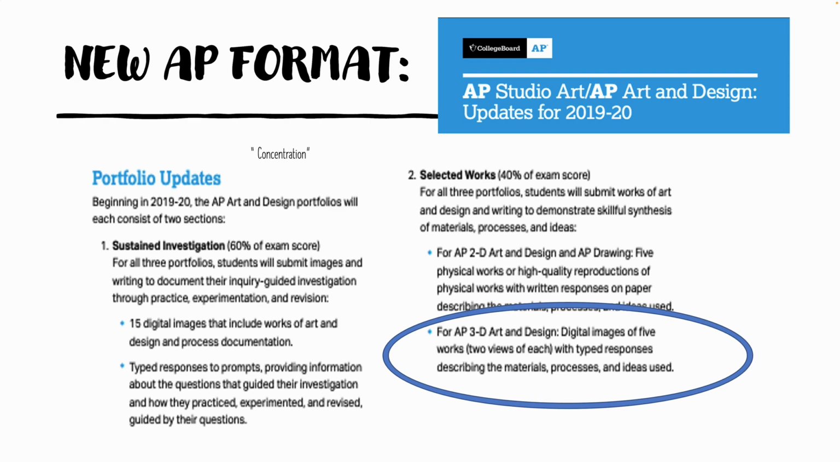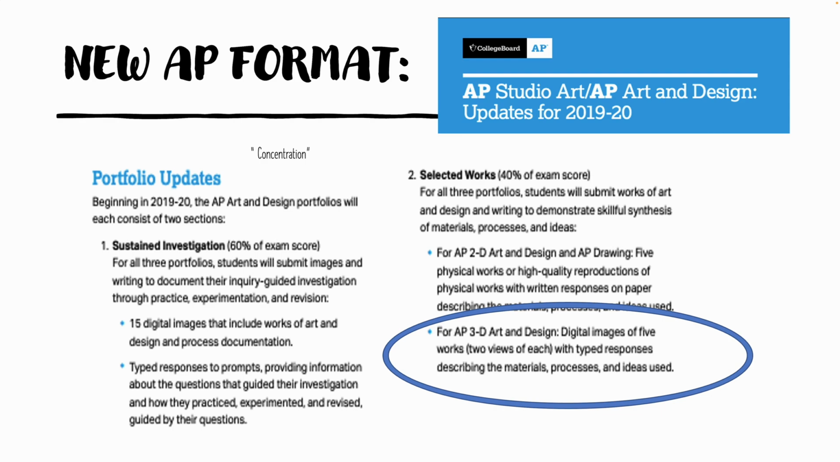To keep this simple, the sustained investigation is a topic, a theme, or an idea that your student artist chooses to dive into and explore through the process of months of work. It will entail 15 different images. That doesn't mean 15 unique pieces of art. Images can include your documentation, your design process, risks taken, and changes made.